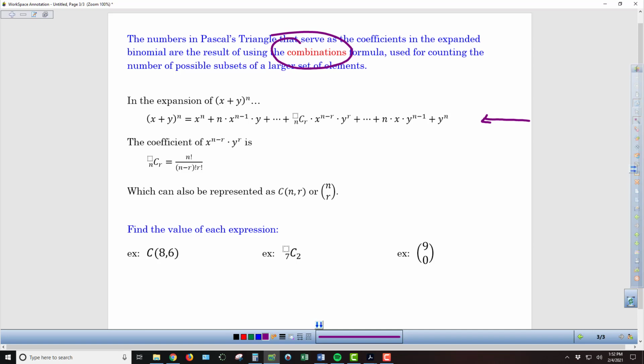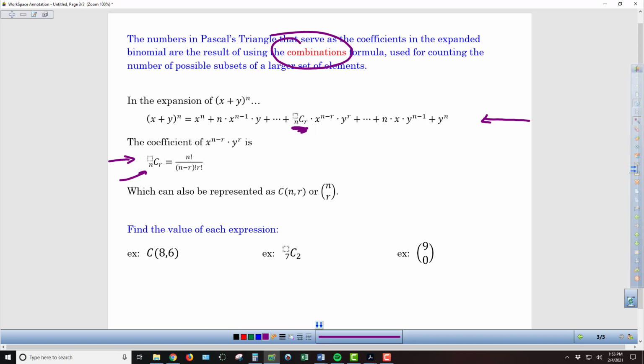are going up in exponent from n and working their way down. The y's are going up in exponent from y to the 0 up to y to the n. And then the coefficients eventually can be represented by this nCr expression. This is the combinations expression, which translates into n factorial over n minus r factorial times r factorial, where n is the number of numbers from which we're choosing, and r is the number of numbers in the subset that we're selecting.